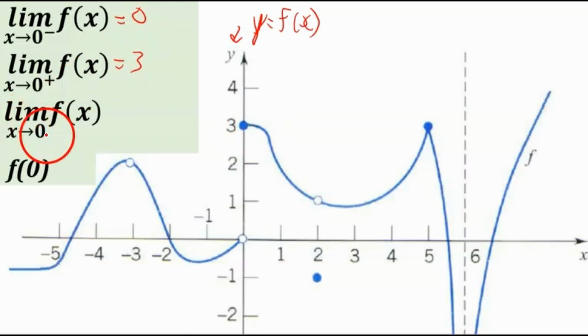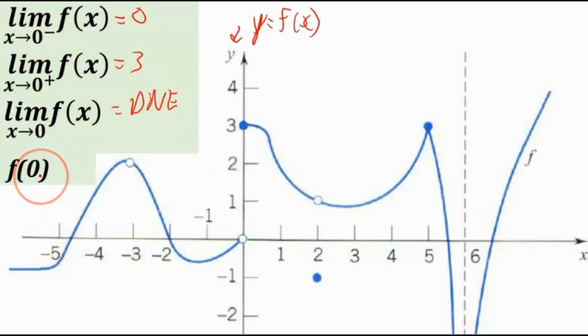What about the overall limit? Well, as we approach 0 from the left, the value of the function is going to 0. But as x goes to 0 from the right-hand side, the function is going to 3. So these are not equal. There's a discontinuity here. This is called a jump discontinuity. Since the limit from the left doesn't equal the limit from the right, the overall limit does not exist, DNE. There is no limit as x goes to 0, only if we specify which side.